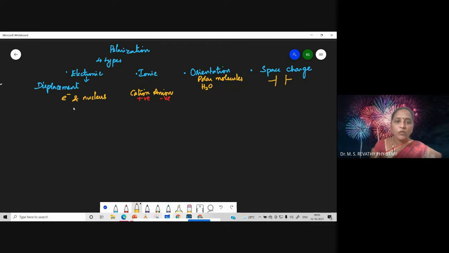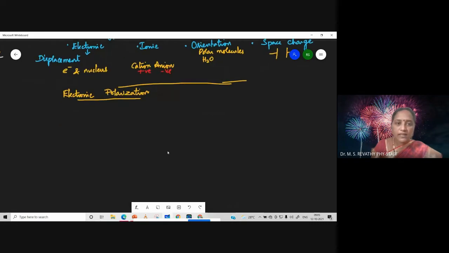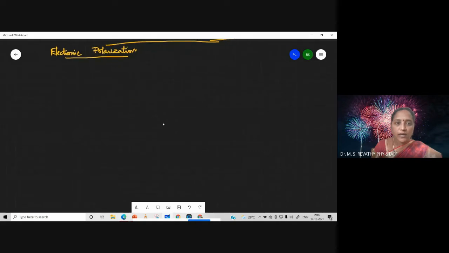Moving to the first polarization, which is called electronic polarization. It's a derivation, so I took a whiteboard, because if I just keep on reading out all the equations, that won't be that interesting. Electronic polarization is the first topic we are going to see here.